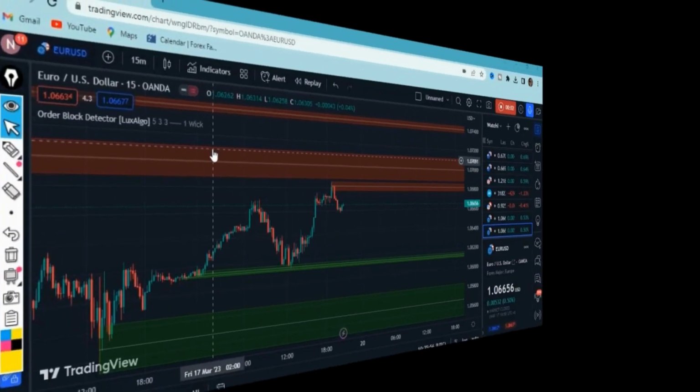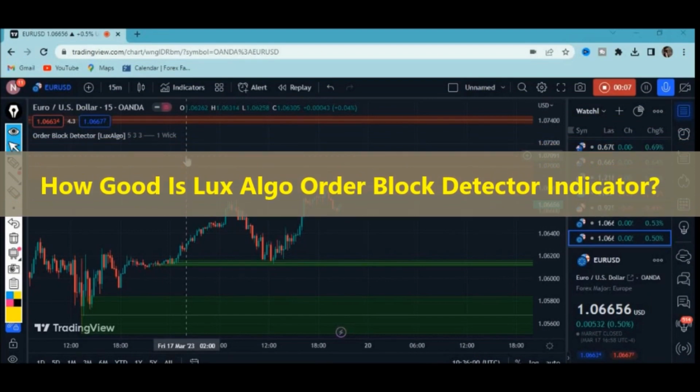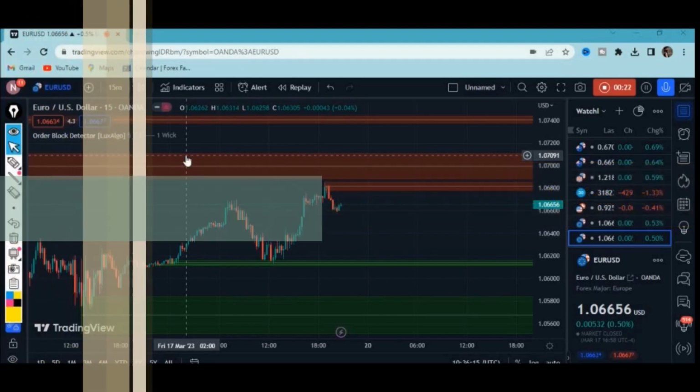I know you've come across, or rather you've heard, the words order blocks in forex trading, and basically most people use the order block strategy to execute trades. And so in my video right now, I'm just going to see how good the Order Block Detector by LuxAlgo is. Why have I chosen this order block detector by LuxAlgo?